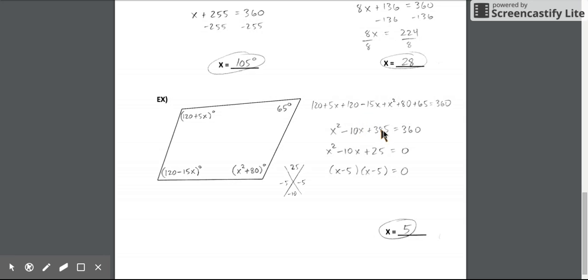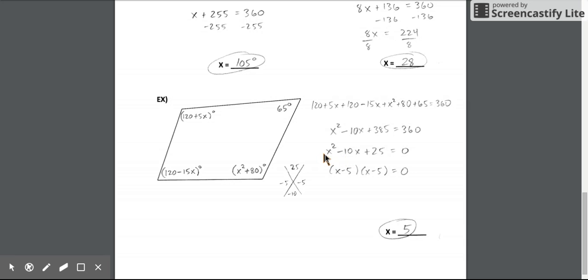And now we need our constant terms, just our numbers. Combine all of our numbers, 120 plus 120 plus 80 plus 65. That should give us 385. So if we can identify this as a quadratic, to solve a quadratic, we're going to set it equal to 0. So I'm going to move that 360 to the left side of my equation. I'm going to subtract 360 from both sides. When I do that, 385 minus 360 is 25. Now we have our quadratic in standard form set equal to 0, and we could factor to solve it or use the quadratic formula to solve. I'm going to practice factoring.